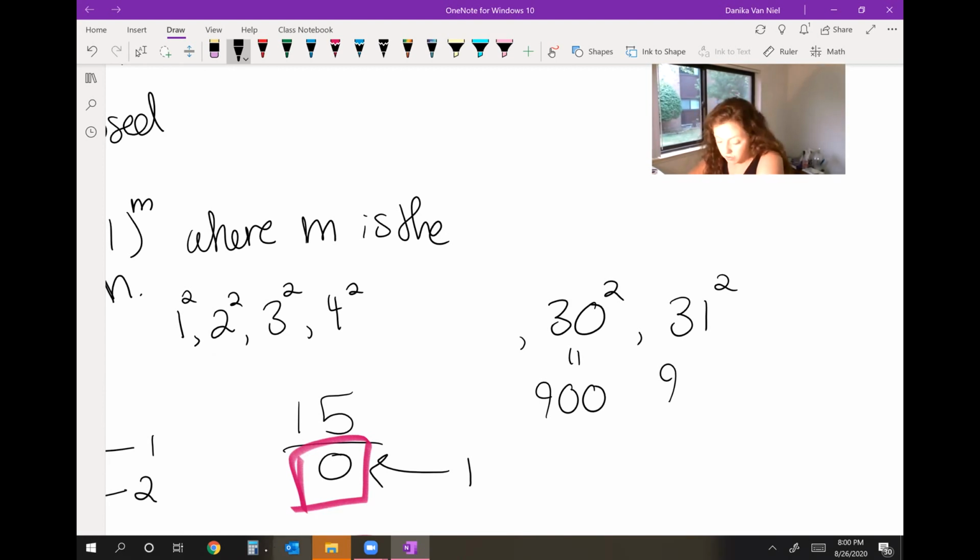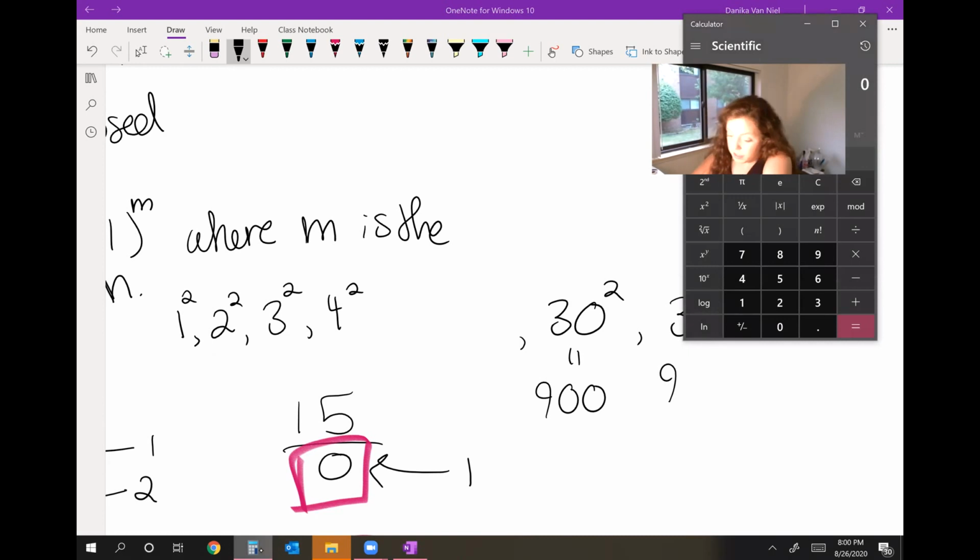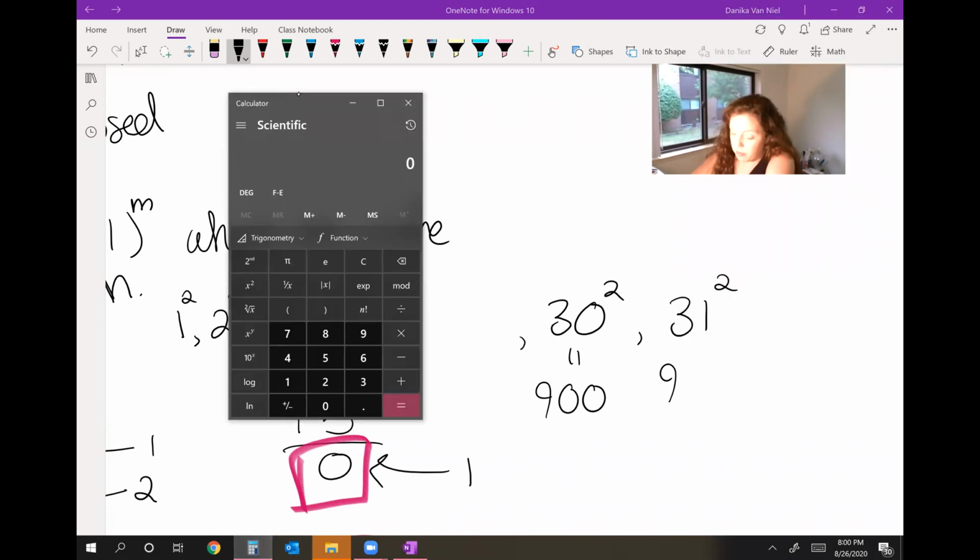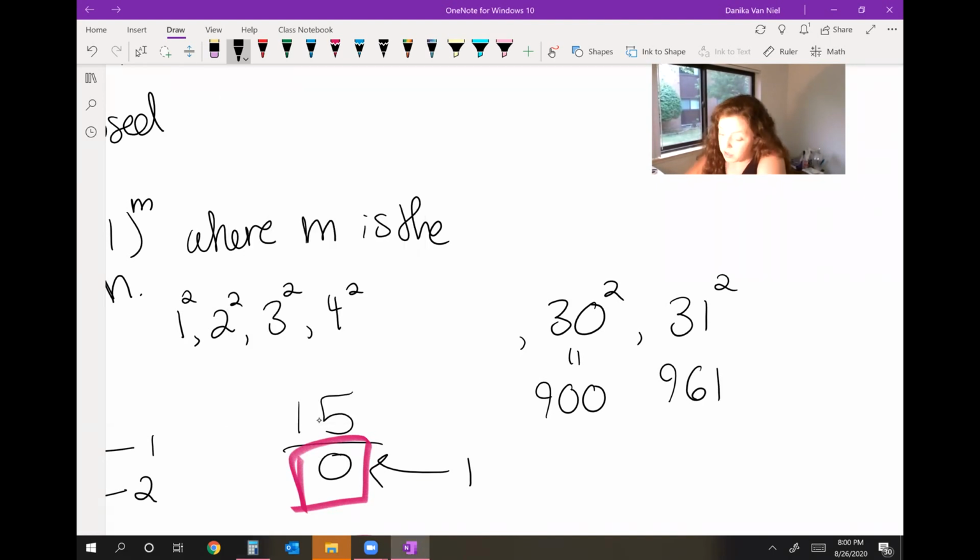960. Jesus. Let me tell you, one of my professors in undergrad said the more higher level math you learn, the more lower level math you forget. And I have found that to be true.